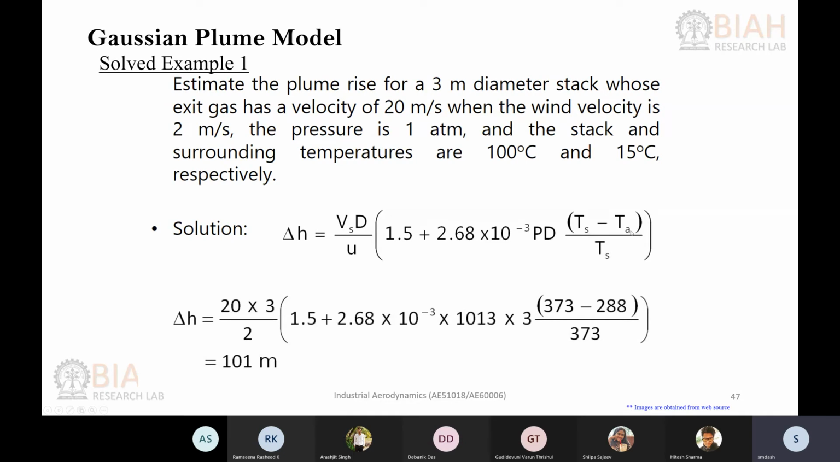And TS is your stack temperature, 100 degrees Celsius. Convert that to degree Kelvin. And TA is atmospheric temperature. Convert that to degree Kelvin. So from that you can find out what will be your plume rise height, 101 meter in this case. So I think it is clear, right? It is not very difficult to follow.